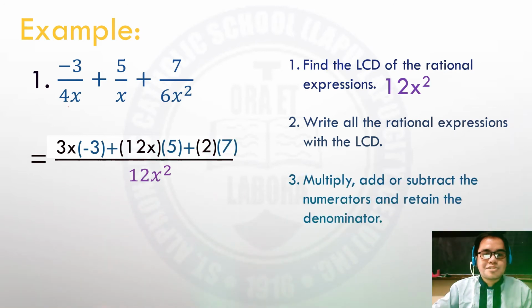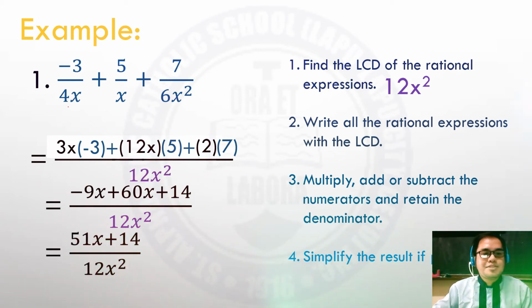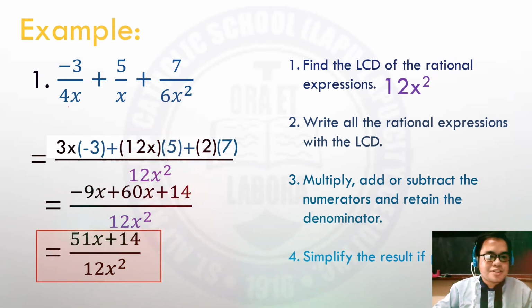Next, multiply, add, or subtract the numerators and retain the denominator. So you are going to simplify them as much as possible. So 3x times negative 3, the answer is negative 9x. 12x times 5, the answer is 60x. And 2 times 7, the answer is 14 over 12x squared. And simplify them further. Negative 9x plus 60x, the answer is 51x plus 14 over 12x squared.